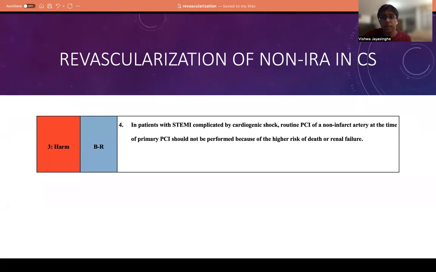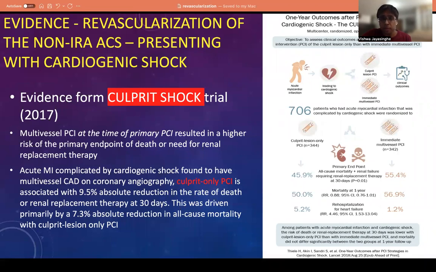This is a practice changing update in the 2021 guideline, with evidence from the 2017 CULPRIT-SHOCK trial. It changed from the 2017 STEMI guideline, which recommended PCI to be done in non-IRAs in cardiogenic shock. The practice should now be changed, and this revascularization guideline recommends it on the basis of evidence from the CULPRIT-SHOCK trial. In this trial, it was clearly shown that the culprit-only strategy improved primary endpoints such as all-cause mortality and renal failure requiring renal replacement therapy, as well as 1-year mortality and rehospitalization with heart failure. So if the patient is having cardiogenic shock, only PCI to the culprit artery.